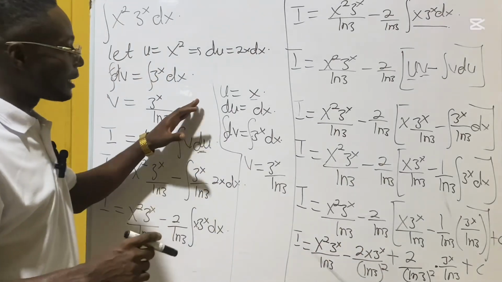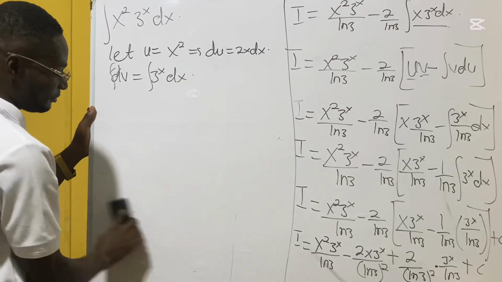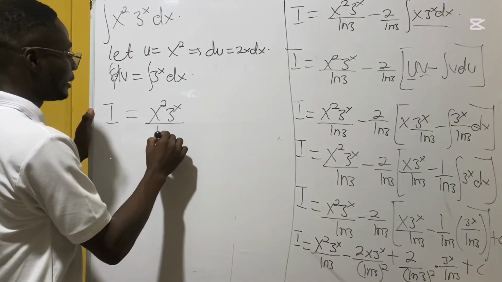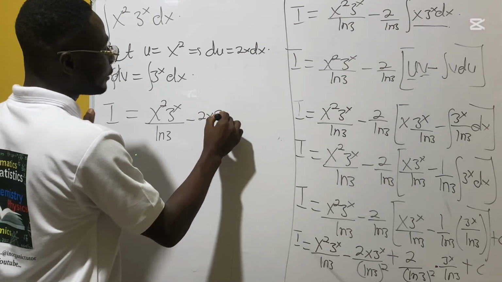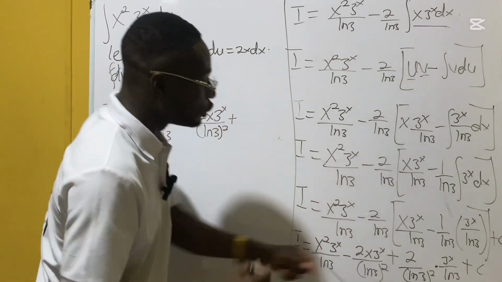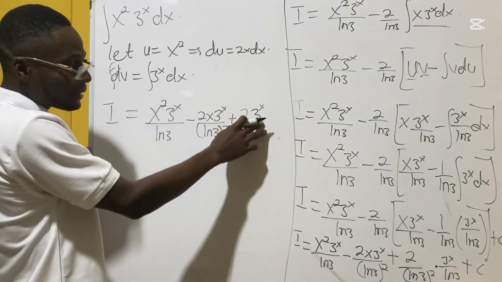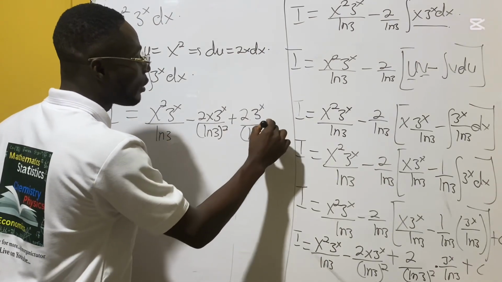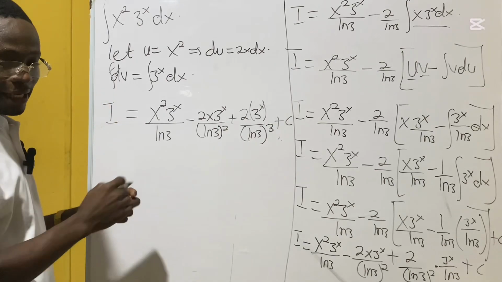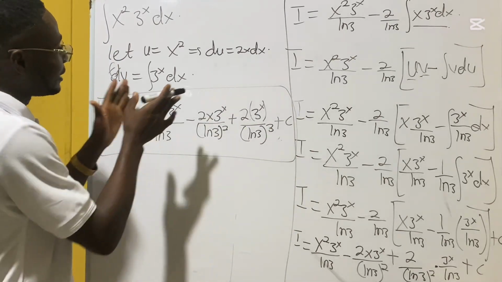So let me write this final answer at this section for you. It's so interesting, right? Very, very interesting. So once we have the final answer to be x squared 3 power x over ln 3 minus 2x 3 power x over ln 3 all squared, plus 2 times 3 power x over ln 3 all power 3, plus our constant of integration. So this we have right here is our final answer for this particular integrand.